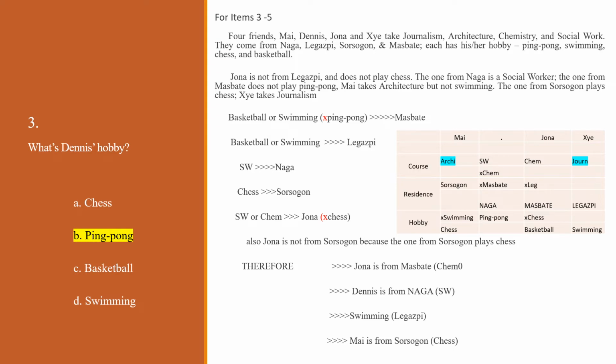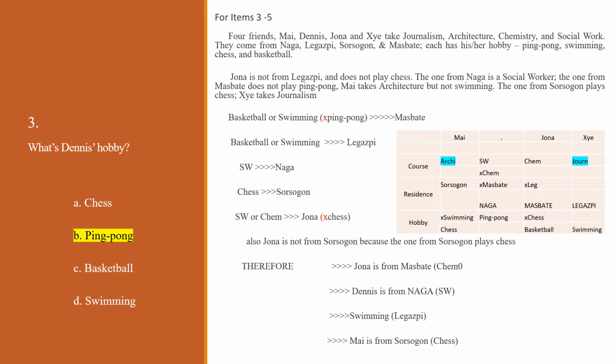So from the given, we know that Jonah would be taking up either social work or chemistry. Why do we say that? Because we understand that the available hobbies will be basketball or swimming, and this will be for those individuals from either Masbate or Legazpi. Okay, so because the social work is from Naga, that individual will be either Dennis or Jonah.